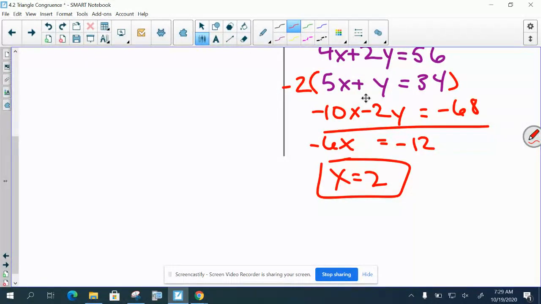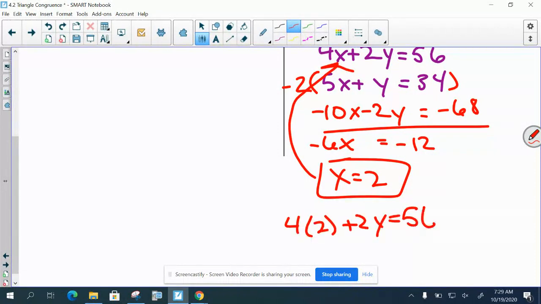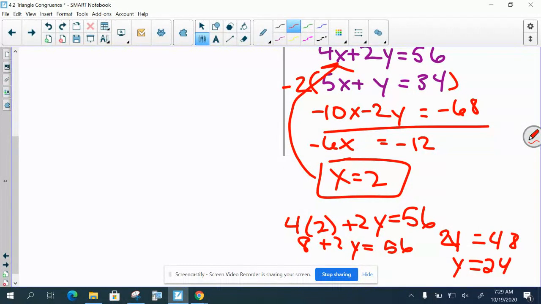And then you would plug that back into one of the original equations. I'm going to just do this one. So 4 times 2 plus 2y, and we're just going to solve for y now. So 8 plus 2y is 56, minus 8 on both sides. 2y is equal to 48. So y is equal to 24.